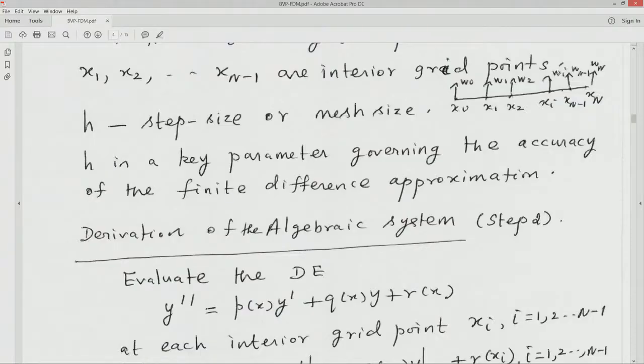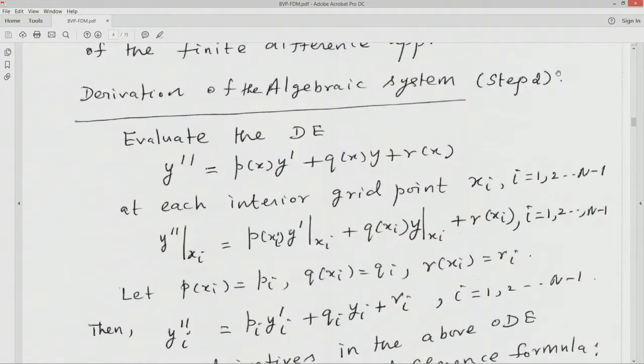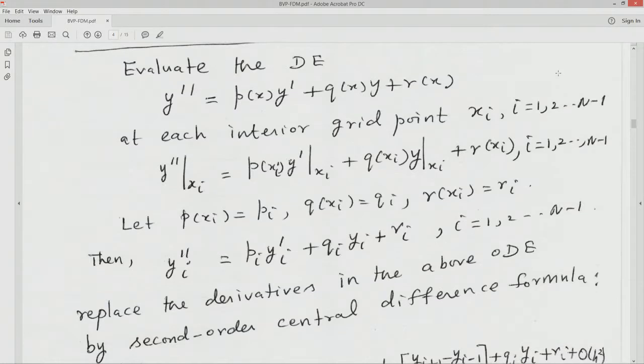So, what is the next step? Having partitioned the interval and obtained the points at which we seek the approximate solution, we move on to getting what is known as the algebraic system from the finite difference equations. So, let us understand how we do this. We take the given differential equation which describes this boundary value problem, and our focus is going to be on linear boundary value problems. So, our differential equation is of the form y double prime equal to p of x into y prime plus q of x into y plus r of x.